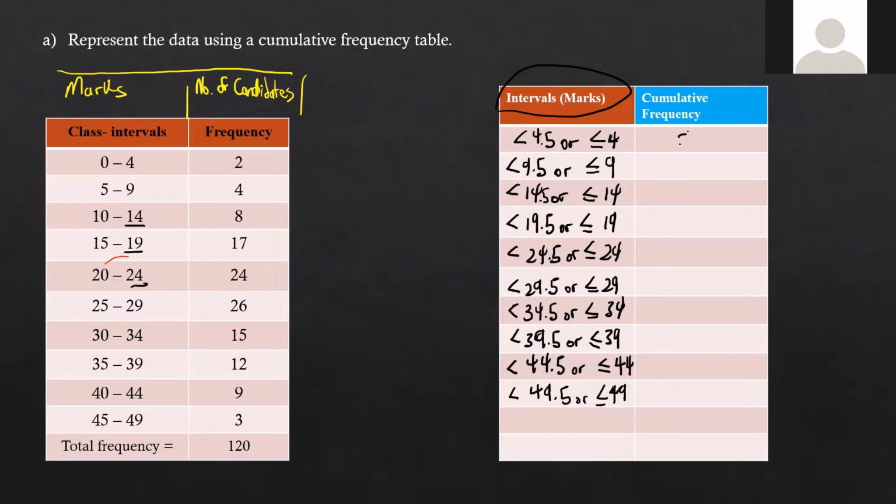Sir, what was going to be the last one, the final one? We can jump straight to the final one. 120. 120, right? Because that's our total frequency. Good. So let's go ahead. We'll go here. What's the second? You guys do the addition.